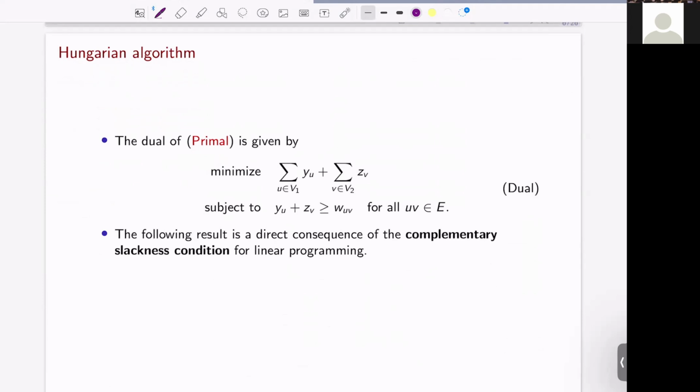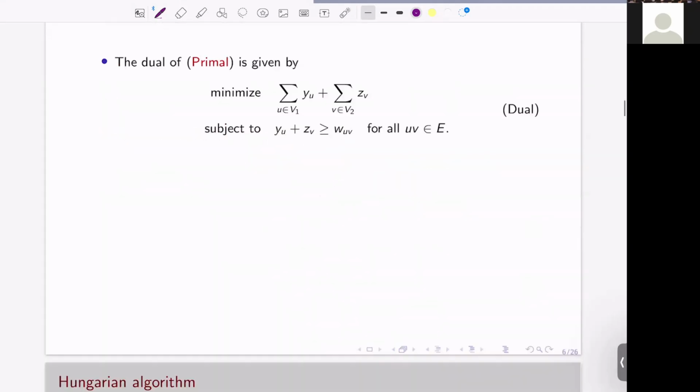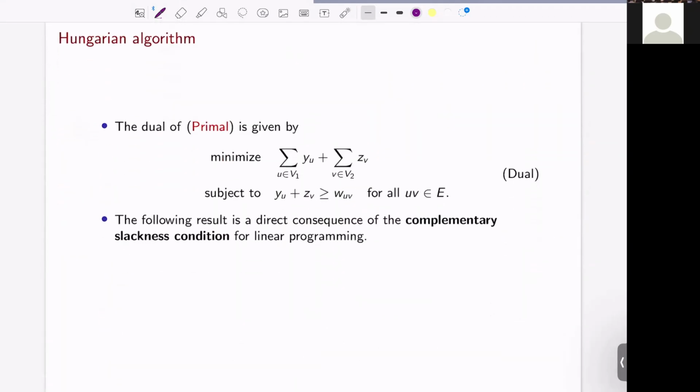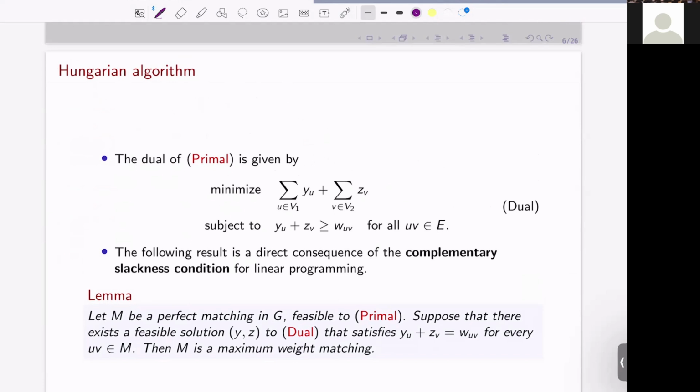Now we know that the strong duality holds for this primal-dual pair, because again the primal problem has a finite optimal solution, so the strong duality holds, and at the same time something called the complementary slackness condition holds. But for those of you who have not taken linear programming, I'll give a proof for the following result. So let's look at the statement. Okay, this can be a bit technical for the first time. So let's go through the statement together.